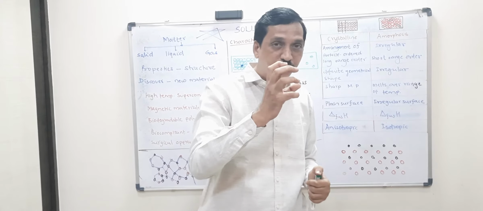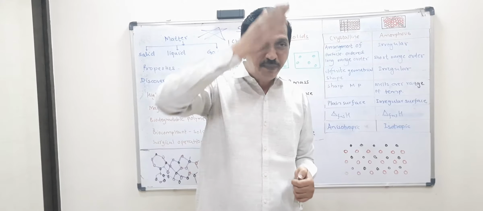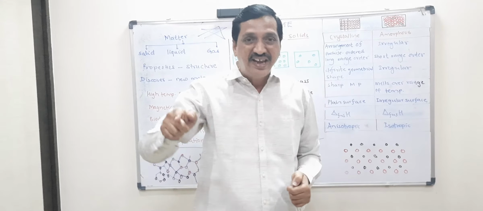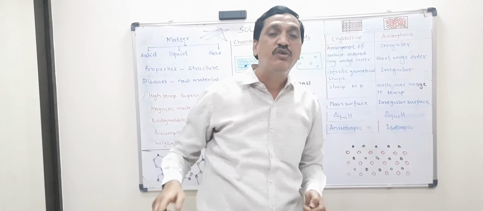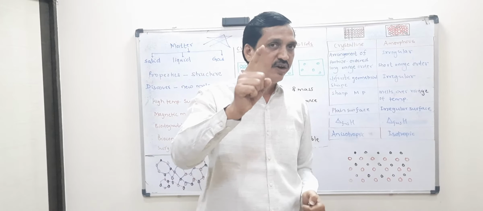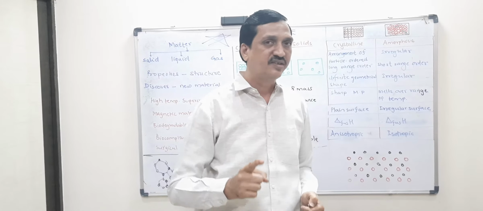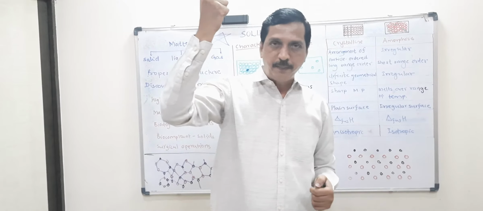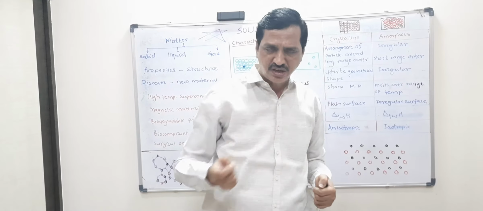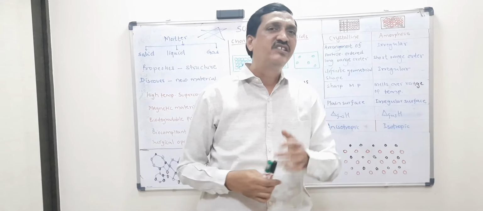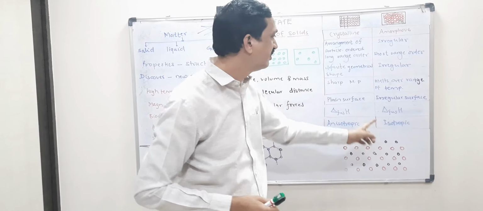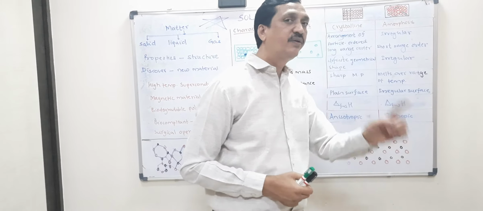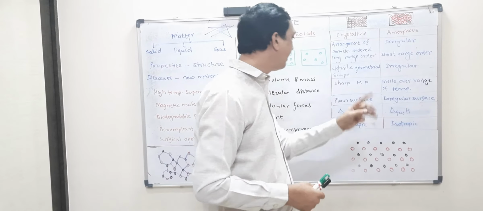So what are isotropic substances? If the property is measured in any direction at any angle, and its value does not change, such substances are called isotropic substances. Isotropy, that property. I repeat, if the property is measured along any direction, along any angle, then its value will not change. These substances are called isotropic, and if the value changes, then they are called anisotropic.